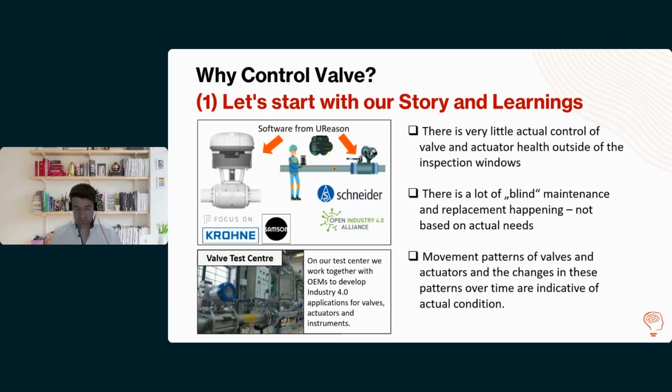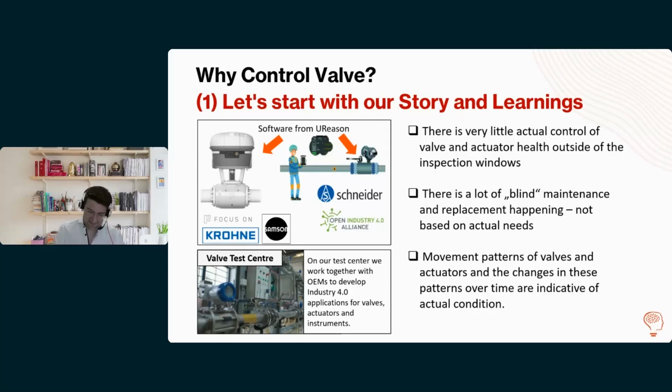And the last thing, and what in the end triggered our development, is we learned that hidden in the movement patterns of valves and actuators, by design, a valve and an actuator, they move, they go open and close. And the changes of these movement patterns over time, hidden in there, are information about failures, upcoming failures, and the actual condition.